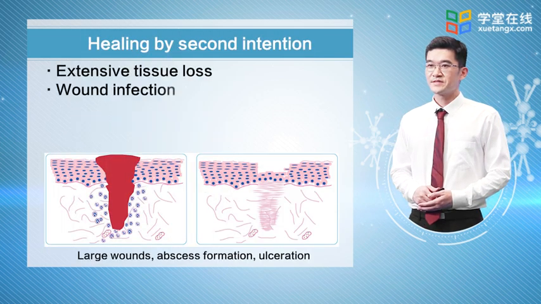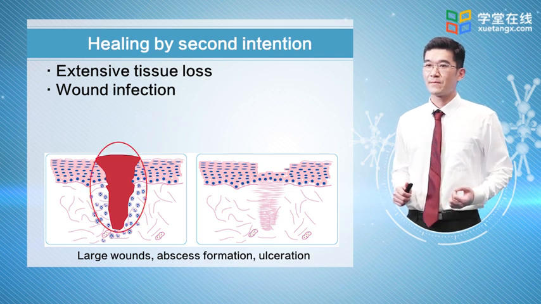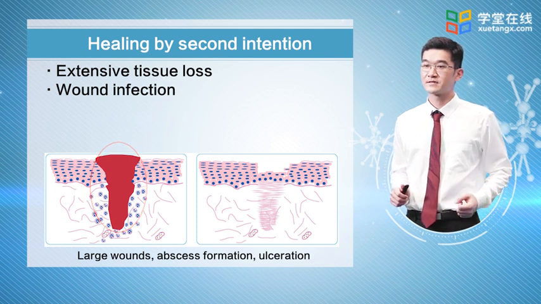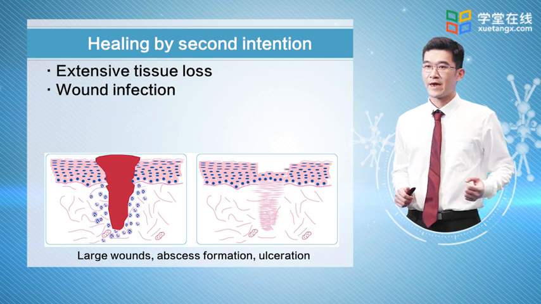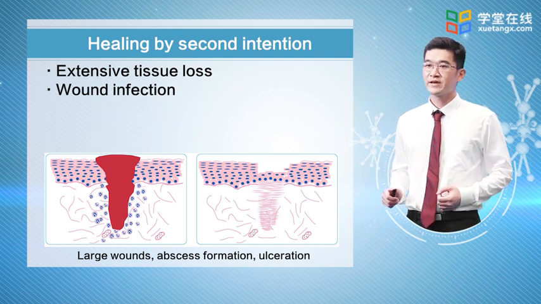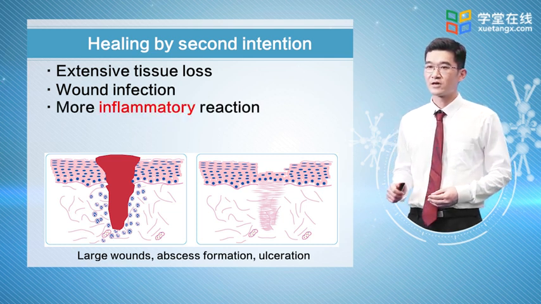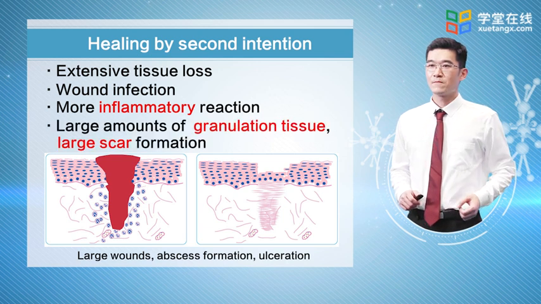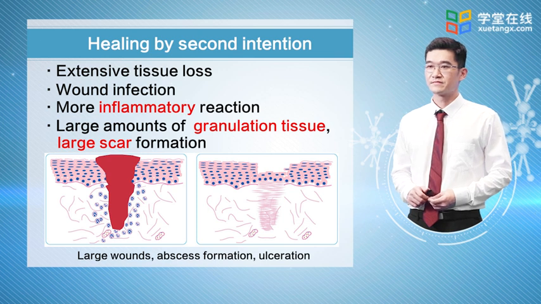In other situations, large defects in which the epithelial margins are far apart, or in which a significant portion of skin has been lost, would be healed by secondary intention. The repair process is more complex. Unlike primary healing, the inflammatory reaction is more intense, with large amounts of granulation tissue. This is followed by a large scar formation with loss of normal skin appendages.